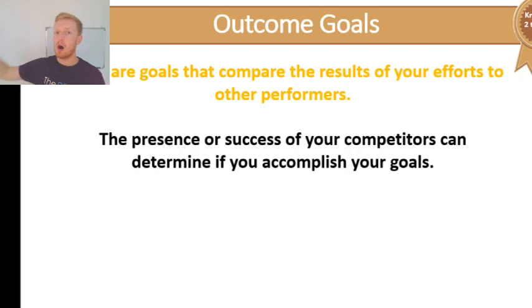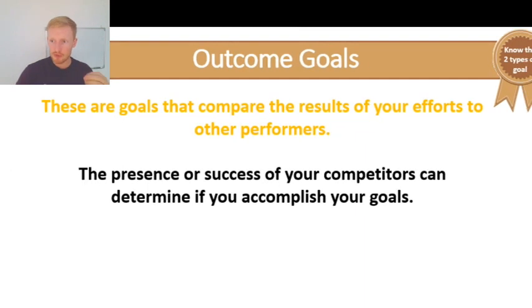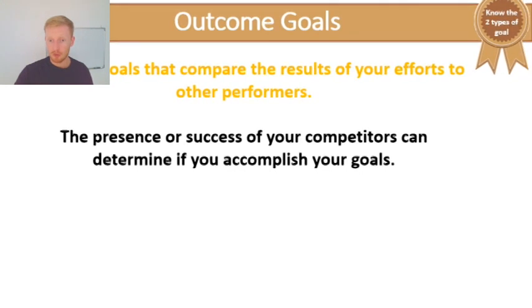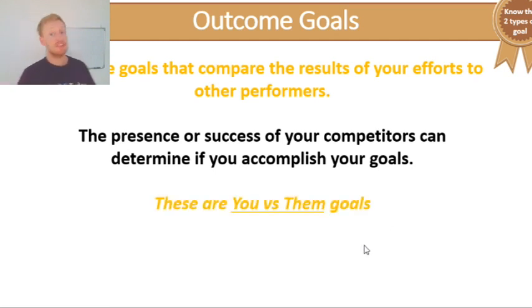So what happens after you've put the effort in? You perform, you execute, you perform a movement action, you put it out there, you play. What happened? What was the overall result? So these are the goals that compare the results of your efforts to other performers. How did it compare to other people? So were you the winner? Were you the loser? Were you bottom? Were you fifth? Were you mid-table? Were you first to the ball or last to the ball? How did it compare? This is you versus them.